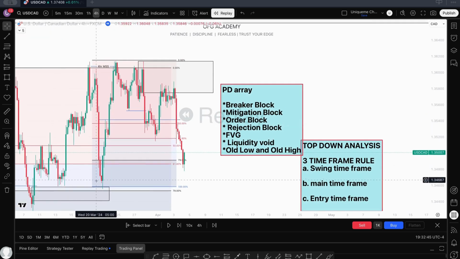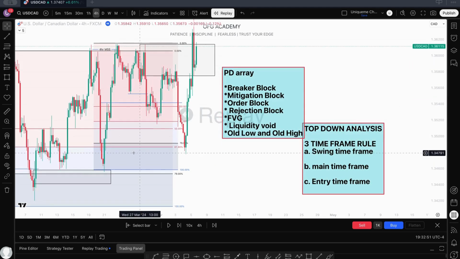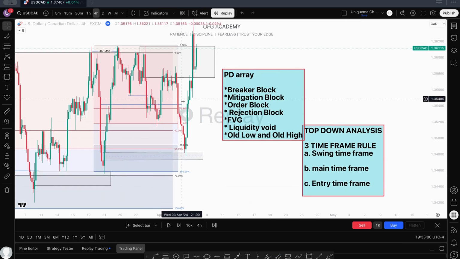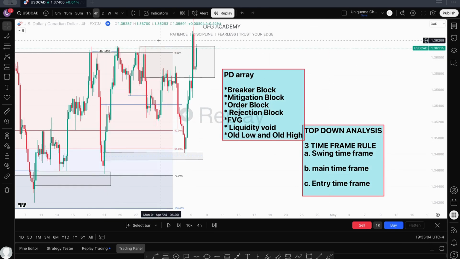But the range is from this low to this high, right? Let's see. Can you see that, right? Price came to this fair value gap below. Price used this other block to push itself down. Don't forget the range. Let me delete this. The range is from here for 4 hours to this level.